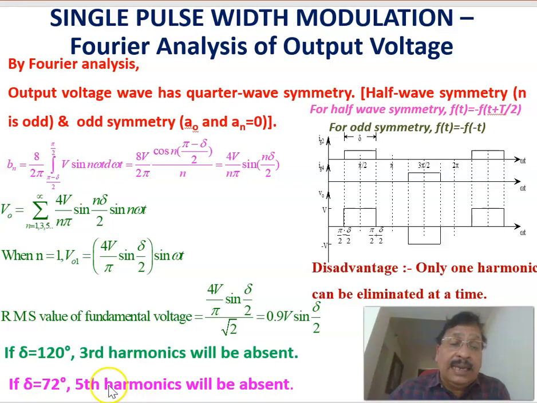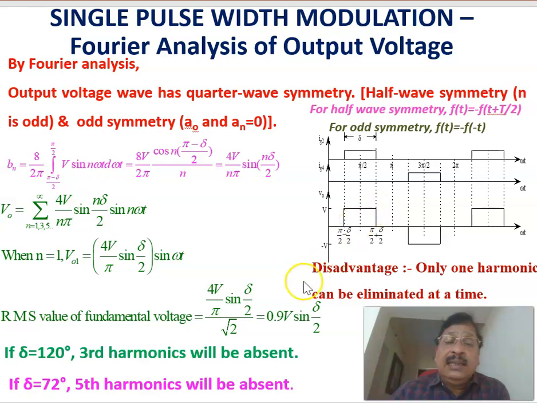As another example, if you select delta equal to 72 degrees, substituting in this equation, the fifth harmonic will be eliminated, because 5 into 72 divided by 2 gives sin 180, which becomes 0. Therefore, the fifth harmonic will be absent when delta equals 72. That is why, by selecting a proper value of delta, certain harmonics can be eliminated.